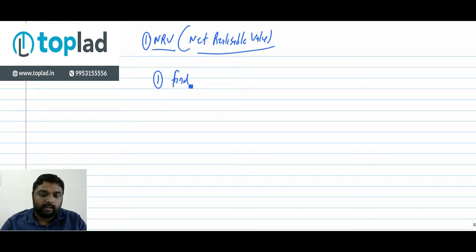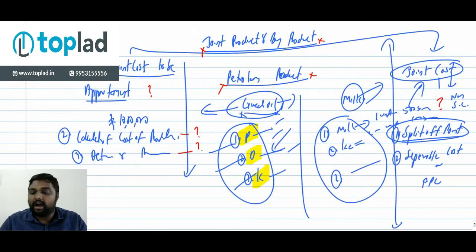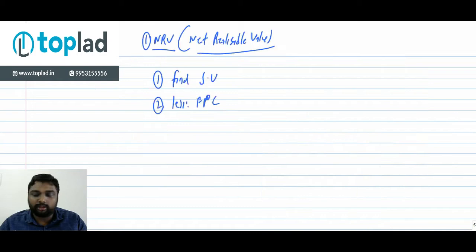Final sales value less further process cost. What is further process cost? We already said that there will be two costs. One is the common cost, which is incurred for all the products, up to the level called split off cost. Any cost after the split off point is called separable cost or further process cost. So that further process cost we will reduce.